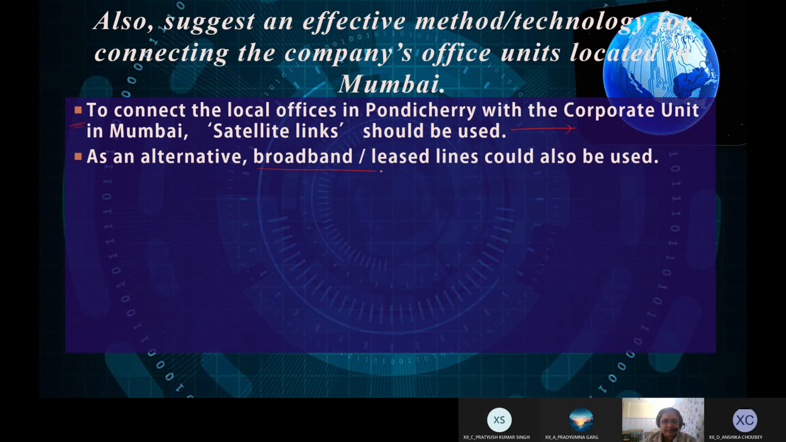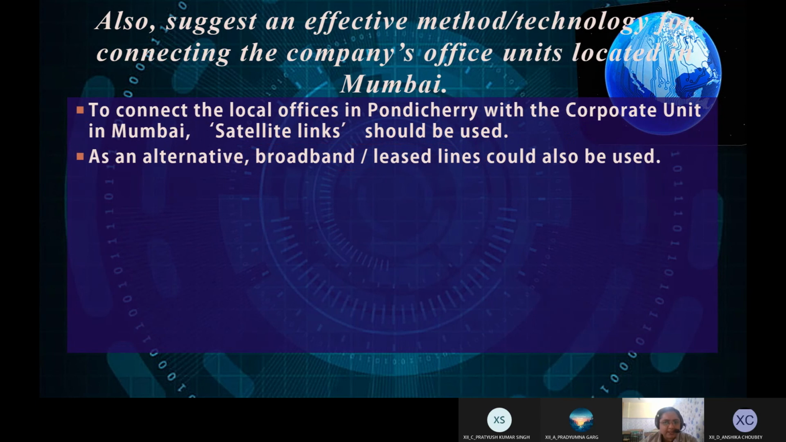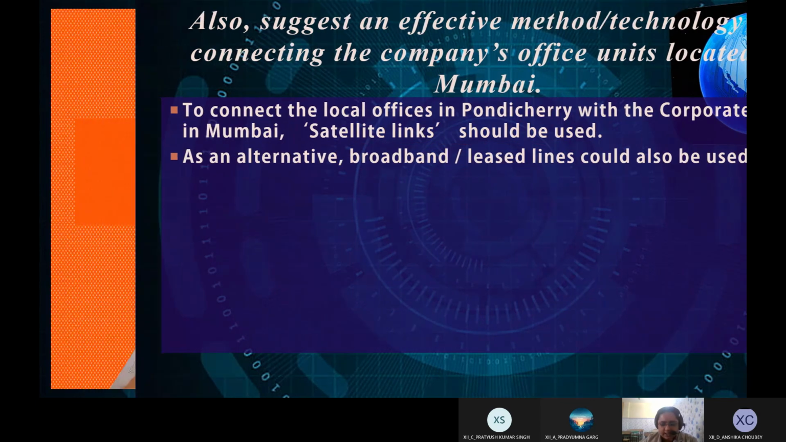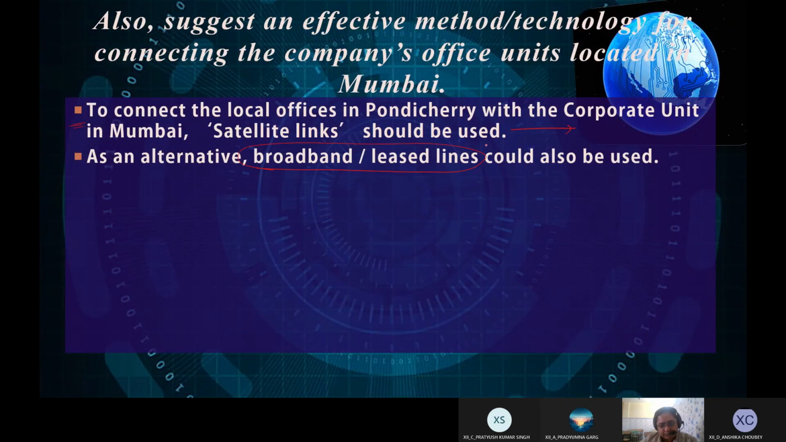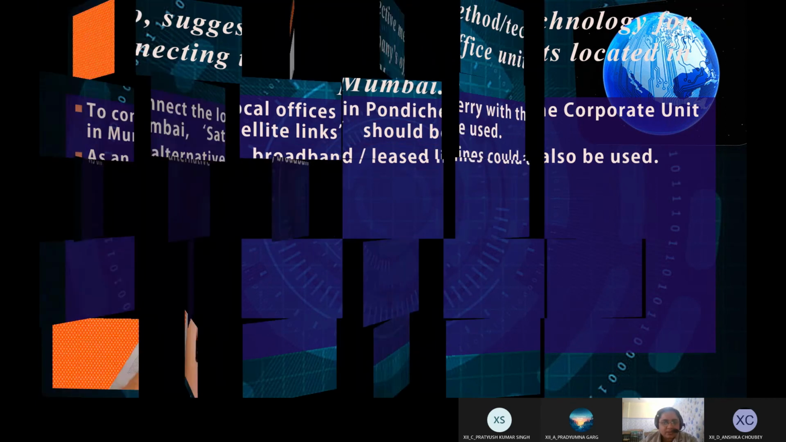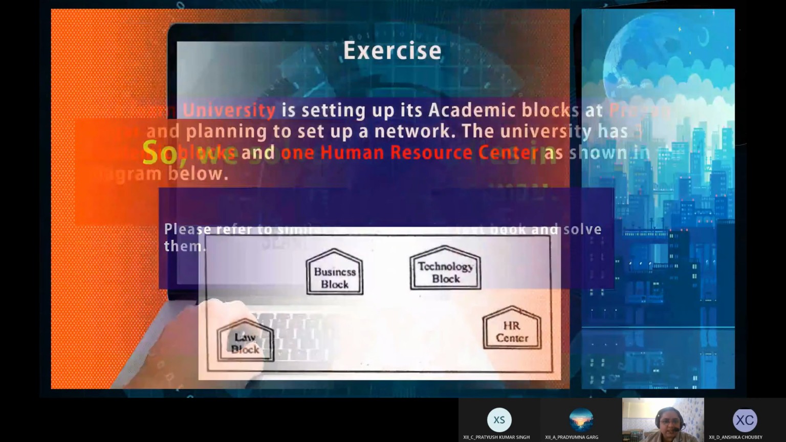The most preferred one is broadband or lease lines. But you can provide these two answers there, right? Because I'll tell you the truth, students, some examiners will directly give you the marks if you are giving satellite links. They may not understand what are broadband and lease lines. So you will write both answers, right? Okay. So let's move on to the next question.